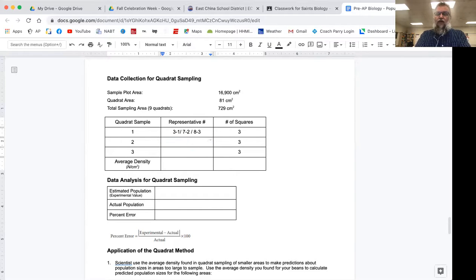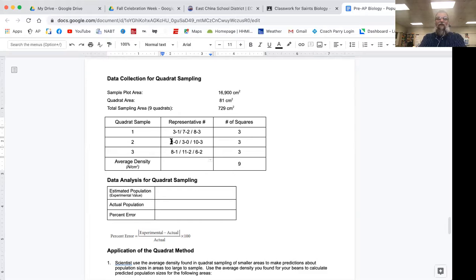Then we got 1 and 0, and we got 3 and 0, and we got 10 and 3. And then we got 8 and 1, and we got 11 and 2, and we got 6 and 2. So those were my counts in the 9 quadrats, right? So there was a total of 9 squares that were done.